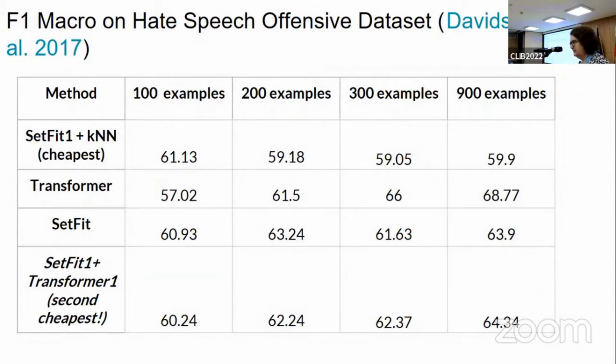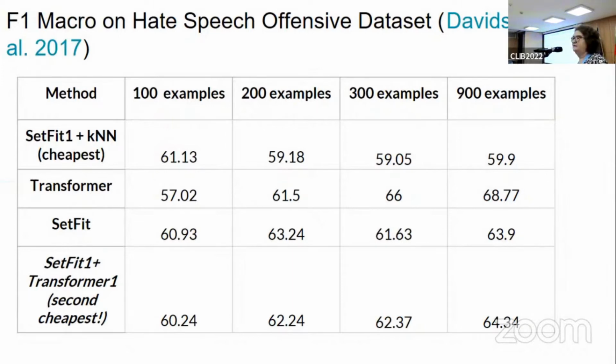So these are our preliminary results. This is a work in progress. I'm not going to explain them in all the detail. I just want to highlight some main messages. The SetFit approach is the third line in the table. The transformer is the second, and the first is a baseline where we perform a similarity lookup with a SetFit model. And our best model is the last line, SetFit1 plus transformer1.